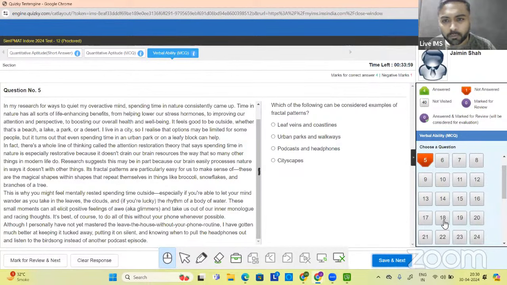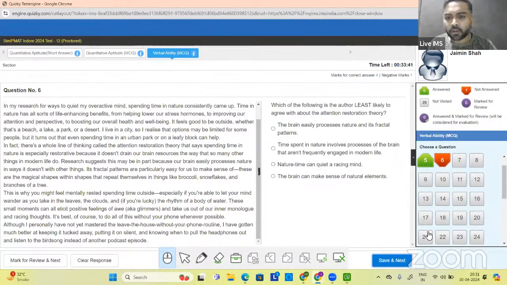Which of the following can be considered as an example of fractal patterns? So, leaf veins, coastlines can be. Urban parks and walkways, fractal pattern, urban parks, no. Podcasts and headphones, no. Cities, no. It's the first one.